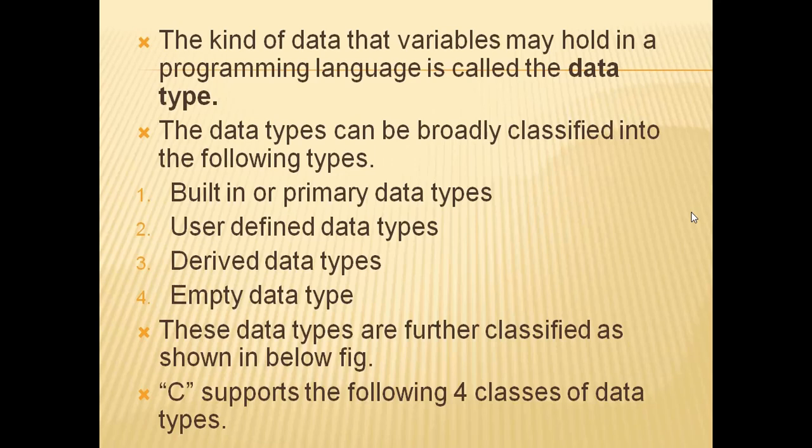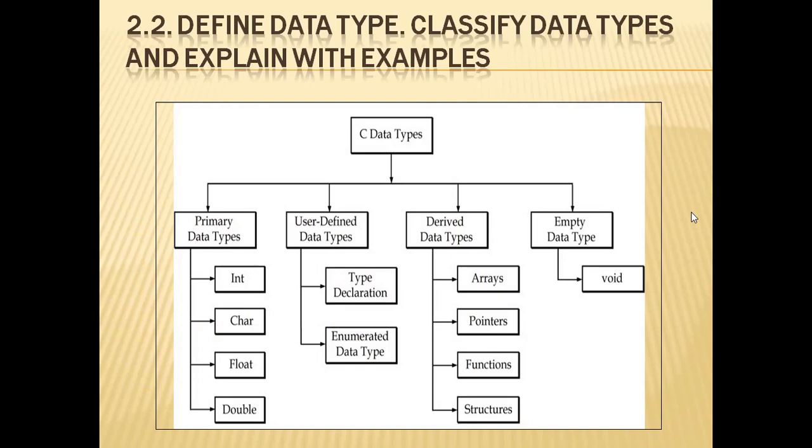The data types can be classified into the following types. First one is built-in or primary data types. Second one is user-defined data types. Third one is derived data types. And fourth is empty data types. The classification is shown in the following figure.